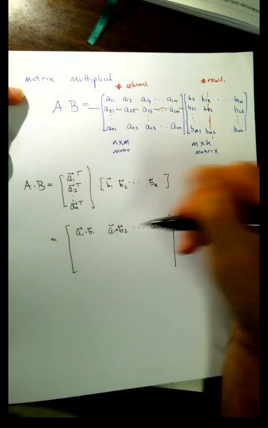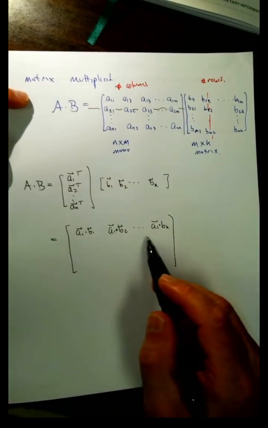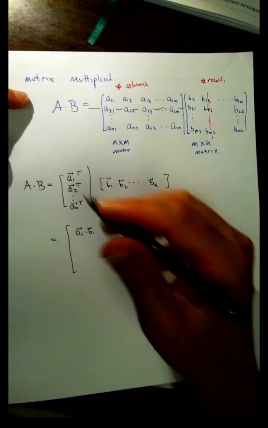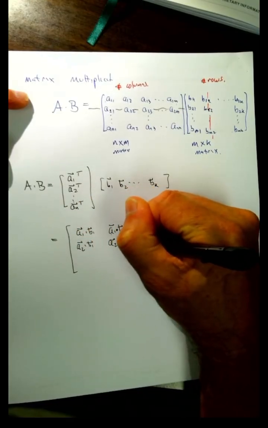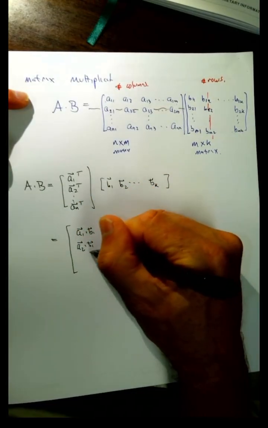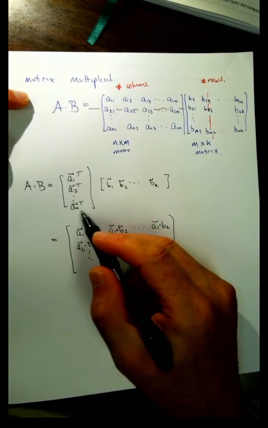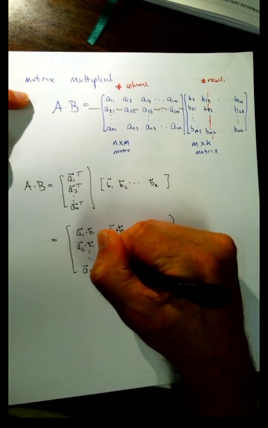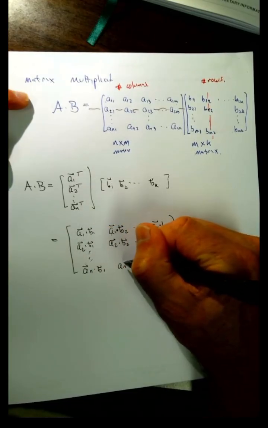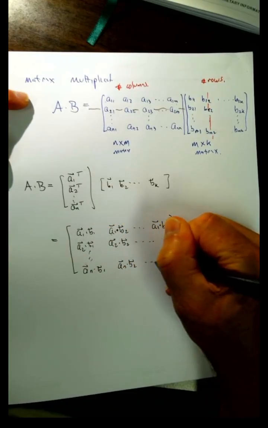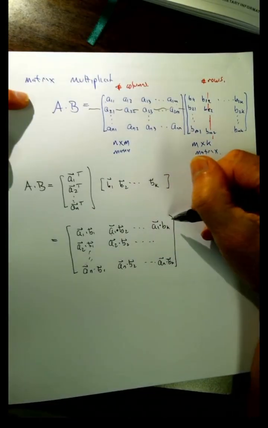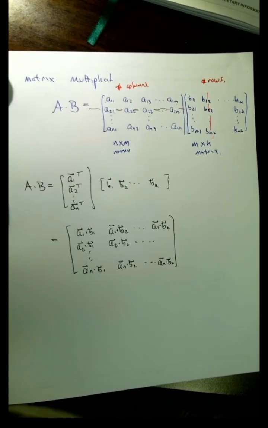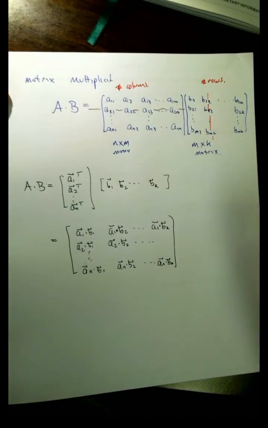Oops, these are dotted. And now for the second row, it's going to be the exact same thing, only instead of A1, I'm going to use A2. So I'm going to take A2 dotted with B1, A2 dotted with B2, all the way out. And then the last row is going to be the same, but using AN. So AN dotted with B1, AN dotted with B2, and then the very last entry is going to be AN dotted with BK. Oops, and I screwed up. That should be BK, or vector BK.